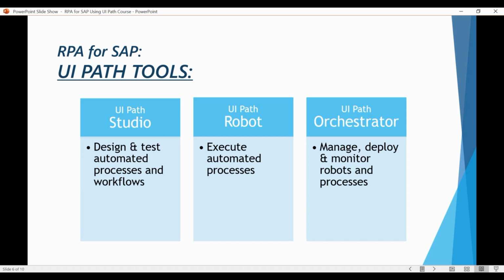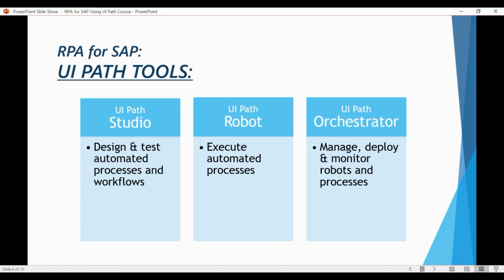UiPath Robot is used to execute the processes that you have built using the Studio. You can use these tools to create unattended robots that work without human supervision or attended robots that work after a human has triggered or called them. UiPath Orchestrator is a web app that is used to manage, deploy, and monitor the processes and robots you have created. You can create various rules, triggers, and queues for your processes and manage and optimize all your robots.